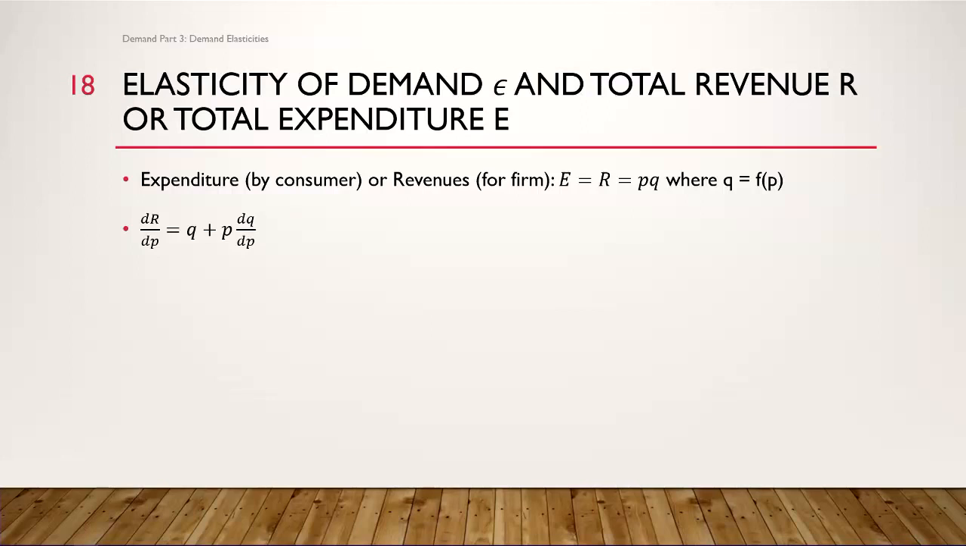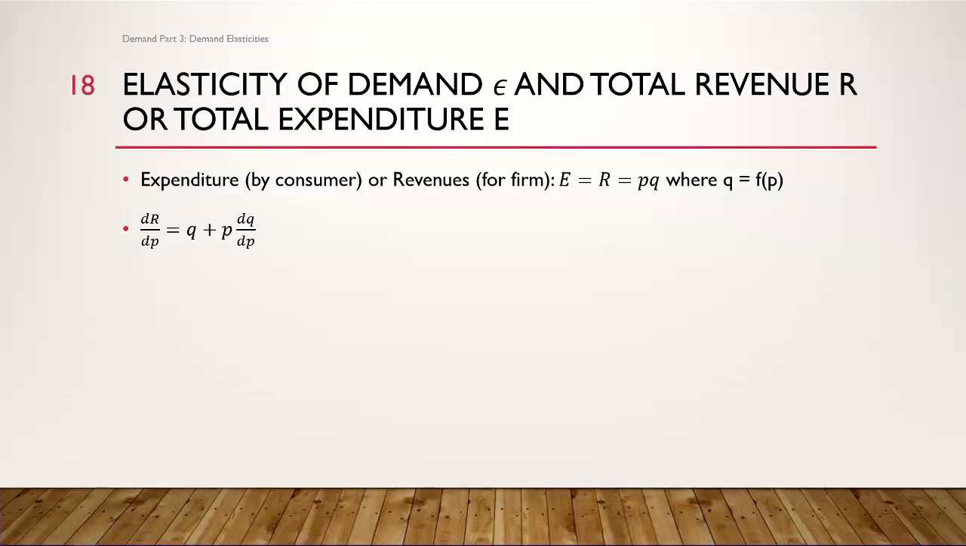So let's do that. If we differentiate expenditure or revenues with respect to the price, what do we get? Product rule: we differentiate the first term, price, with respect to the price. It's just 1, multiplied by the second term, which is Q. So 1 times Q, which is Q. And then we differentiate the second term with respect to the price, so that's dQ/dP, multiplied by the first term, which is P. So the derivative of expenditures or revenues with respect to the price is equal to the quantity plus the price times the derivative of the quantity with respect to the price.